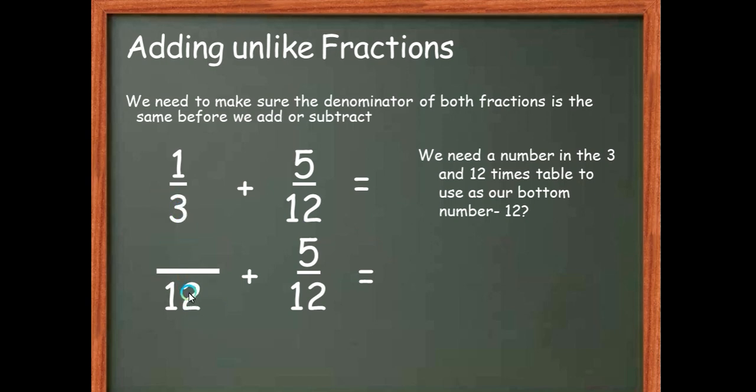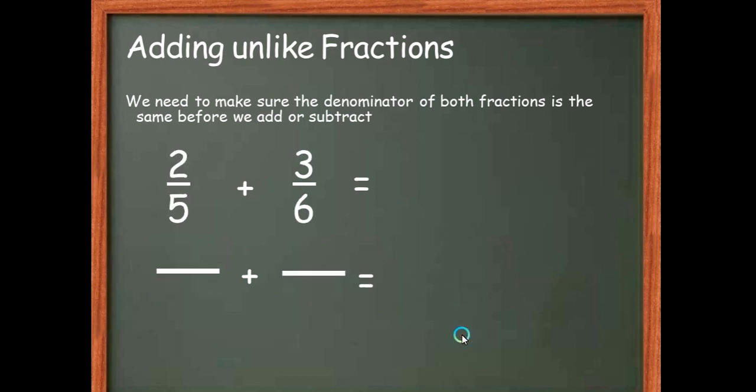And if we multiply the bottom, we have to multiply the top. So 3 times 4 will give us 12. So here is going to be 1 times 4. So we're going to have 4 over 12 plus 5 over 12. So our answer is going to be 4 plus 5 since we have the same denominator. So 4 plus 5 equals 9 over 12. 9 over 12. Yes.